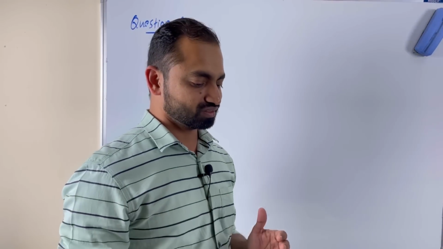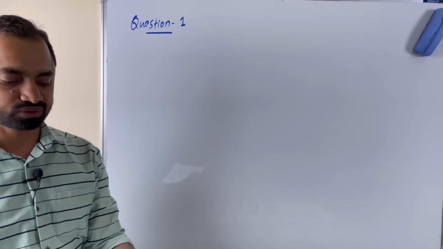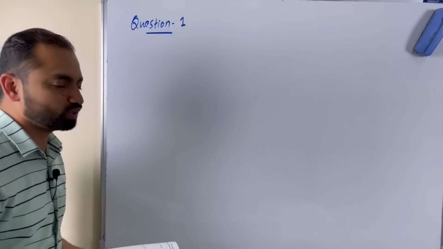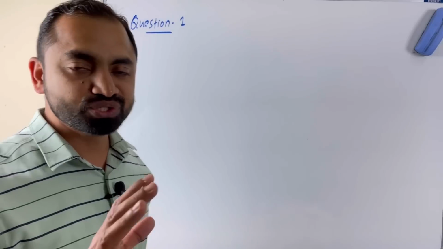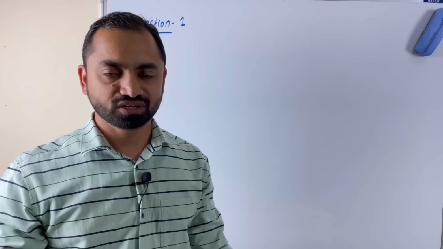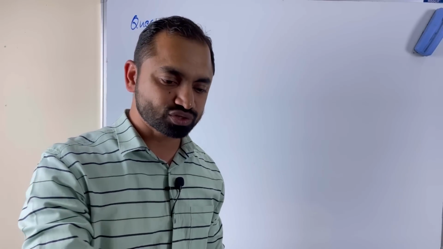Question number 1. Determine the components of a vector in Cartesian coordinate system using trigonometry. So question number 1 is from resolution of vectors, or resolving a vector. What's the meaning of resolving a vector? Resolving a vector means dividing a vector into x component and y component.